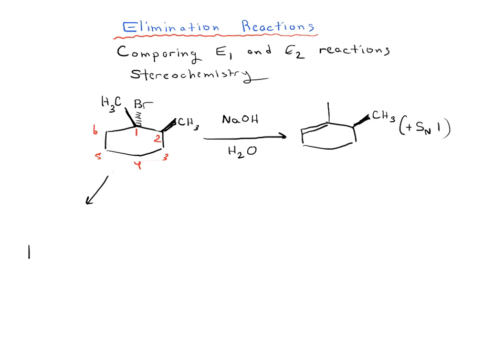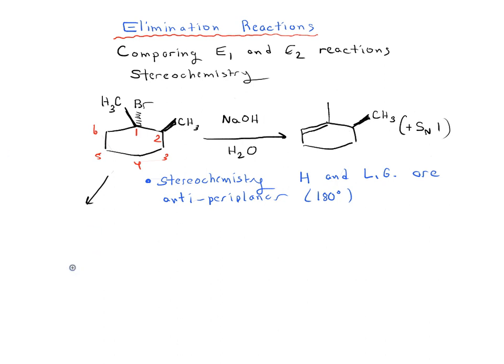Remember the E2 is a little bit special because the stereochemistry is important. So that means that the hydrogen and the leaving group, so Lg, they have to be what we call anti-periplanar. So essentially 180 degrees from each other. Okay, so let's have a look at what this might look like in its chair form. So let's just draw this out like that.